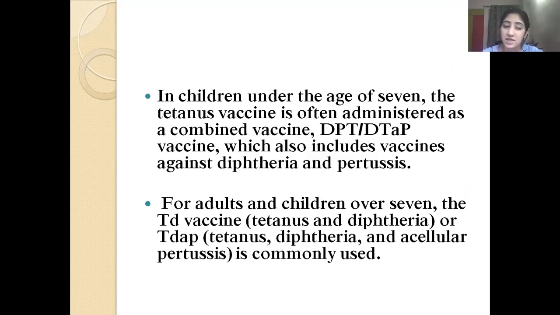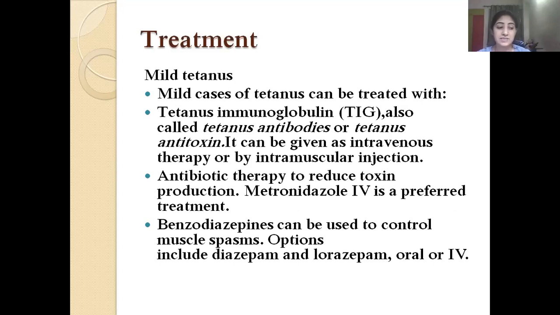In children under the age of 7 years, the tetanus vaccine is often administered as a combined vaccine, DPT or DTaP vaccine, which also includes vaccines against diphtheria and pertussis. For adults and children over 7, the Td vaccine, that is tetanus and diphtheria, or Tdap, tetanus, diphtheria, and acellular pertussis, is commonly used. Treatment: mild tetanus.